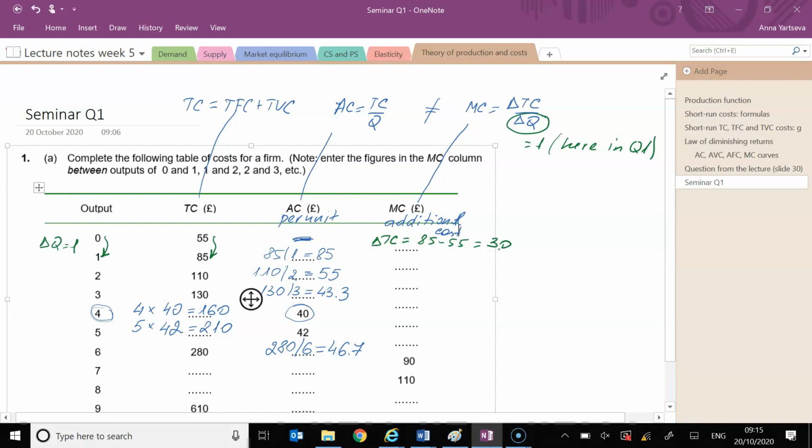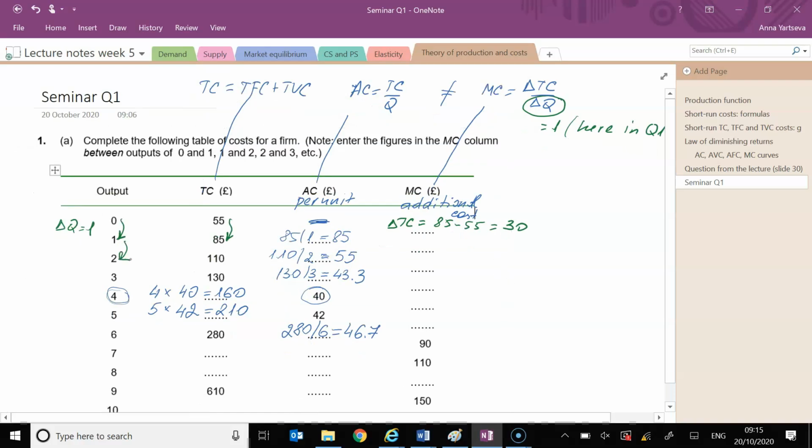Next, as we increase output from 1 to 2 units, our total cost goes up further from 85 to 110. So the change in total cost will be equal to 110 minus 85, which is 25 pounds. So the marginal, or additional, cost of producing the second unit of output will be equal to 25 pounds. Please pay attention, it has nothing to do with average cost. Average cost used to be 55, but marginal cost is 25 pounds only.